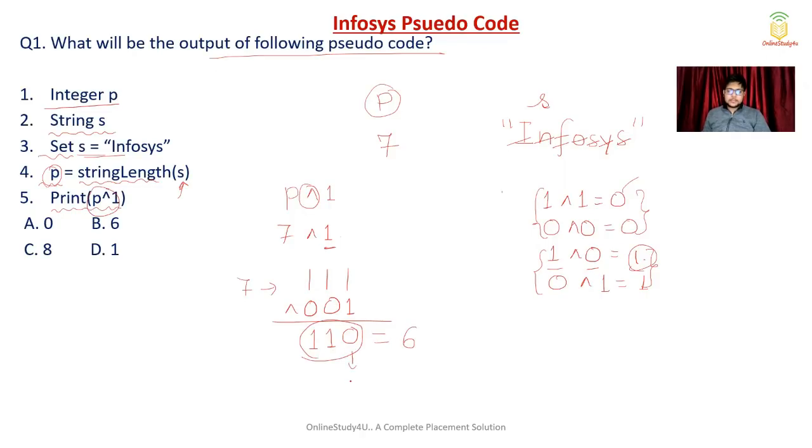Why 6? Because this will be 2 to the power 0, this will be 2 to the power 1, and this will be 2 to the power 2. And we will add these. So it will be 4 plus 2 plus 0. Okay, so this is 6. So my correct option is B. So let's move on to the next question.